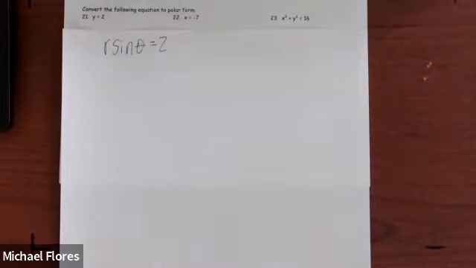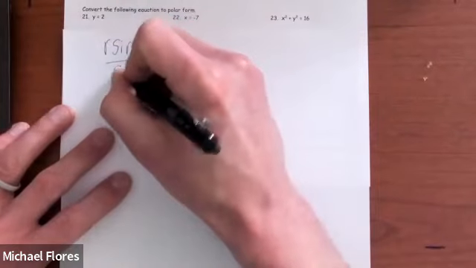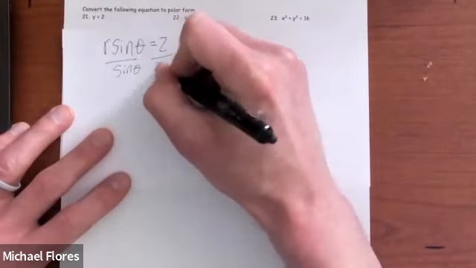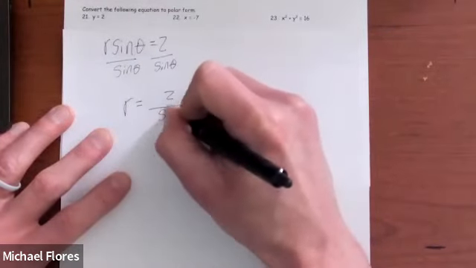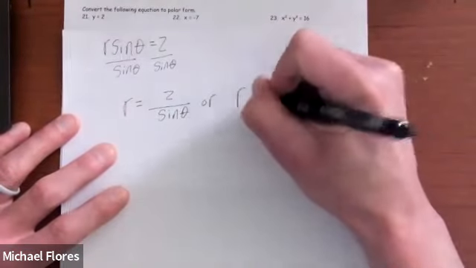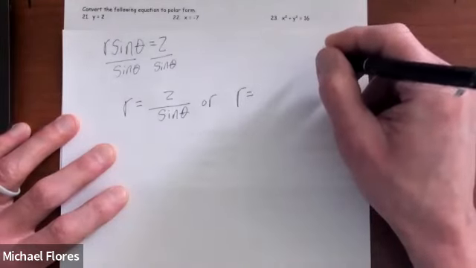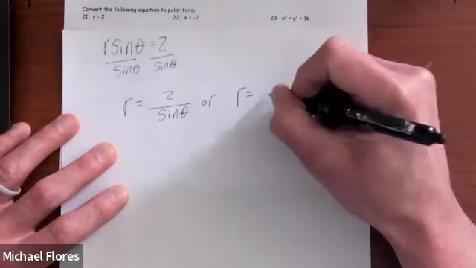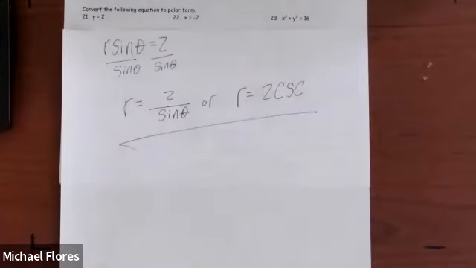Now, most of the time when we have an equation in rectangular form, it's like y equals x or y equals x squared or whatever. In polar form, they're set equal to r. So we need to isolate r by dividing both sides by sine theta. So r equals 2 over sine theta. And does anybody remember what the reciprocal of sine is? Starts with a C. Cosecant. So there's another way of writing this: 2 times cosecant theta. Both of those are correct.